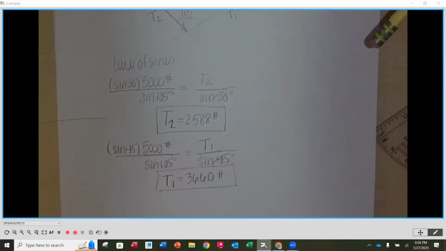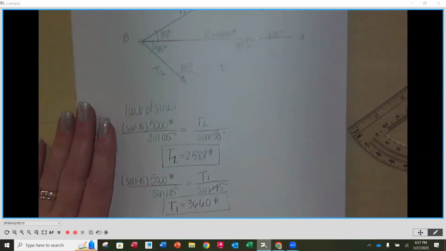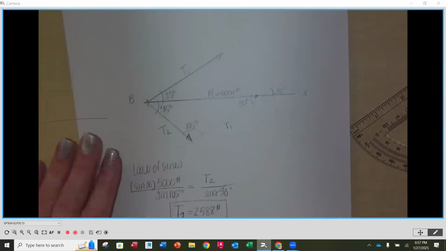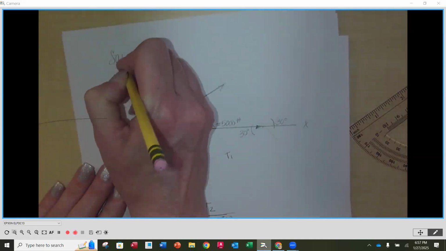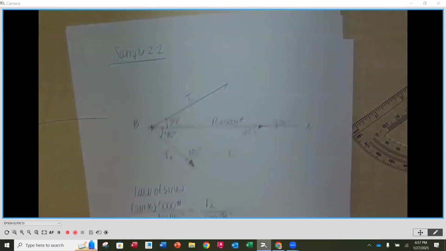Okay. Now, there's one other part to this problem. It says, what is the minimum value of T2? I'm not worried about that. So don't worry about that. This is the way that it's set up. This is as far as we're going to go with that. Okay. So this is sample problem. This one was 2.2, I believe, right? Yeah, I didn't put that up here. So this is sample 2.2.